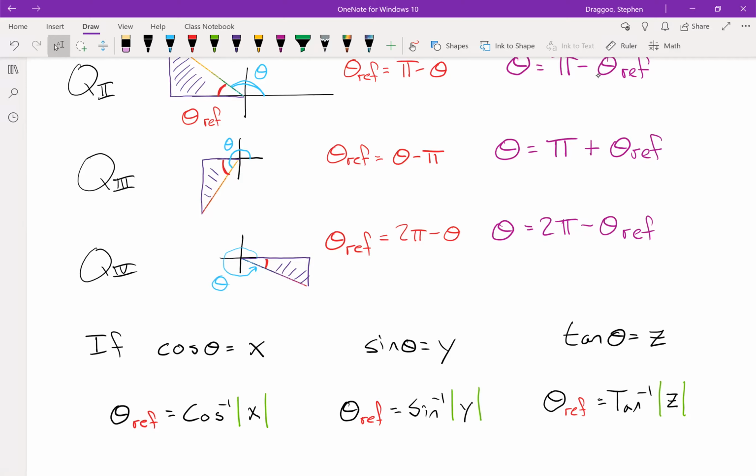So regardless of whether x is positive or negative, if I take the absolute value of x and then do the cosine inverse of that number, I'm going to get a reference angle. If I take the inverse sine of the absolute value of y, I will get the reference angle for sine theta equals y. Same thing with tangent. So anytime I'm looking for a reference angle and I need to use inverse trigonometry to get it, I just want to take the inverse whatever function of a positive number. So whatever that value is, just make it positive and then do the inverse trig function on it.